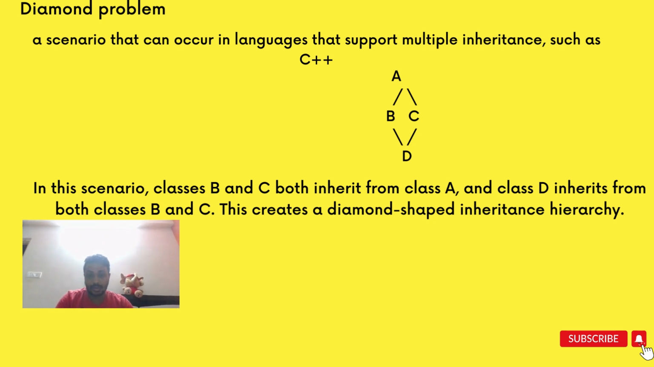So, let's discuss the diamond problem. What is the diamond problem basically? In simple language, the diamond problem is a condition that occurs due to multiple inheritance in programming languages like C++. What happens is, we have a parent A, from which B and C inherit, and again B and C produce a child D. So in this scenario, class B and C inherit from class A, and class D inherits from both B and C. This creates a diamond-shaped inheritance hierarchy. This is called the diamond problem.